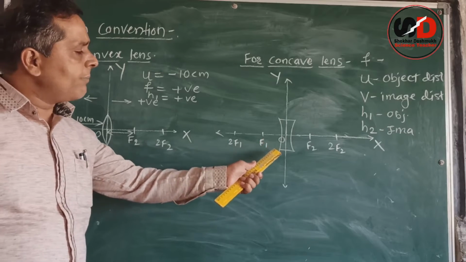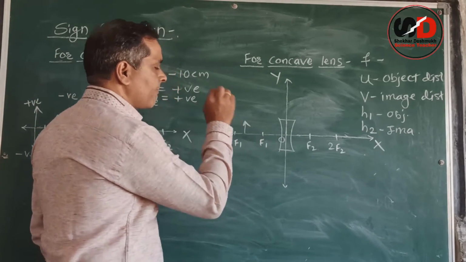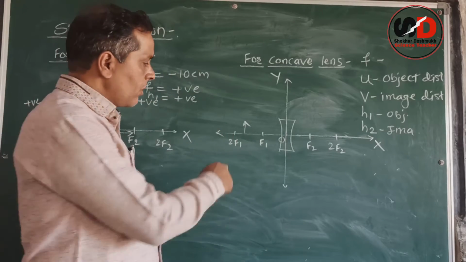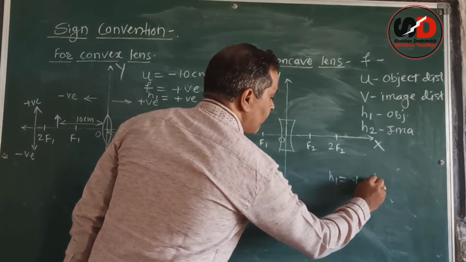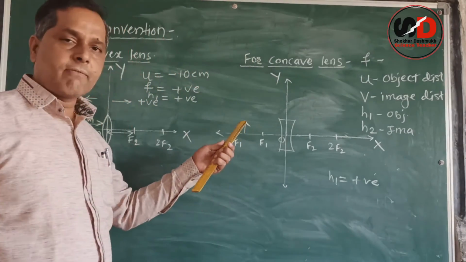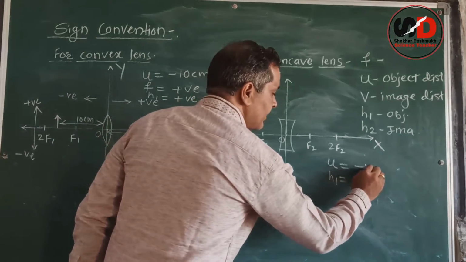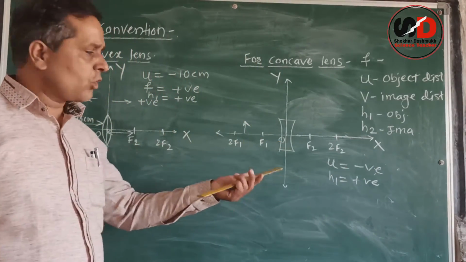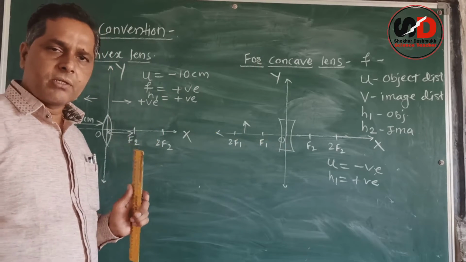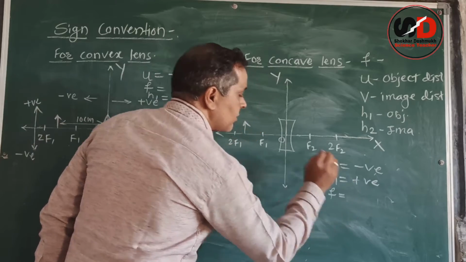Let us think about the concave lens. Suppose the object is placed here. So h1, the height of the object, is always positive. What is u? u is always negative for both the lenses because the object is always placed to the left. Okay, so what about focal length f?